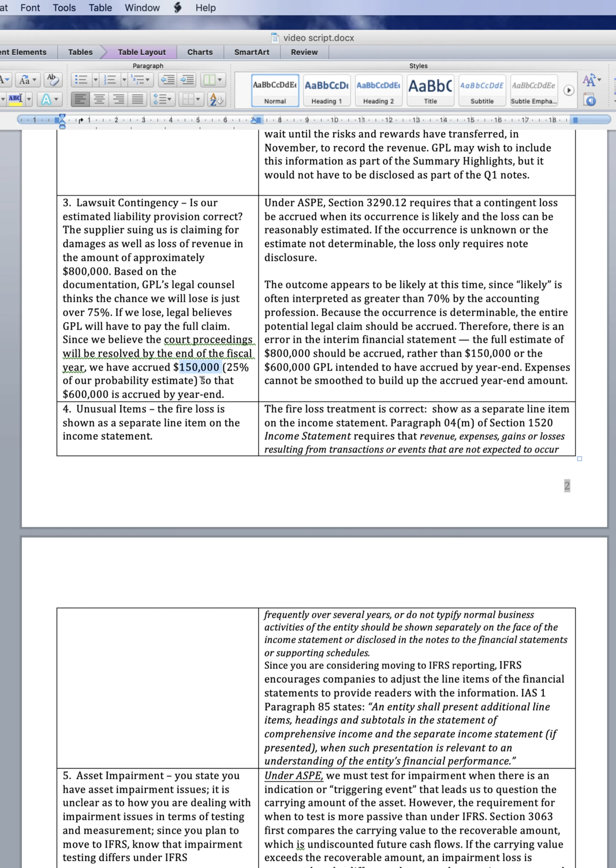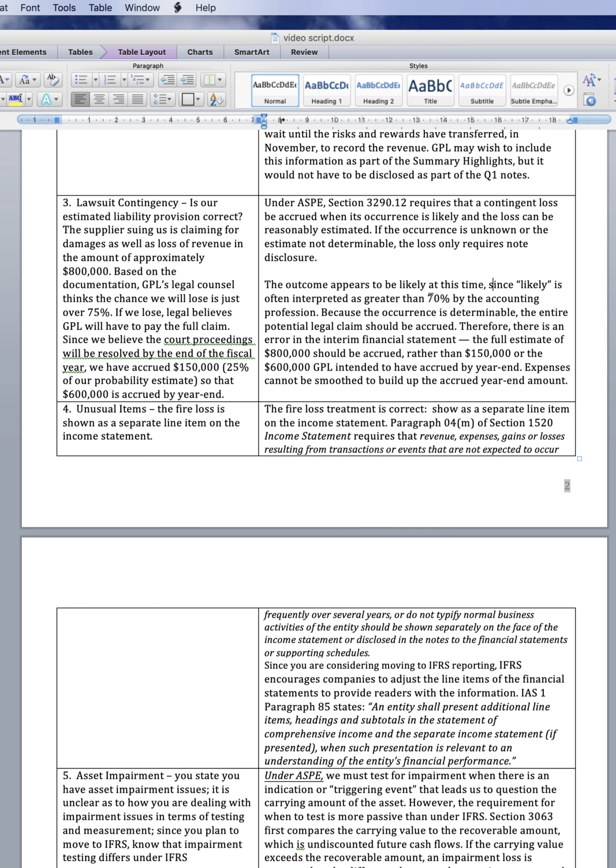Well, if you look under ASPE, and I've done the looking, under section 3920.12, it requires that a contingent loss be accrued when its occurrence is likely and the loss can be reasonably estimated. Well, yeah, we know it's likely and we know the loss can be estimated. But the question becomes, how much should they accrue? It says that a loss should be accrued when the occurrence is likely. But how much should we accrue? Well, guess what? It says here, the outcome appears to be likely at this time.